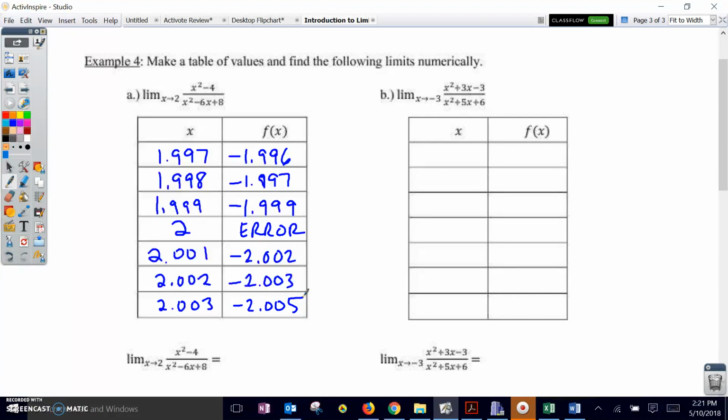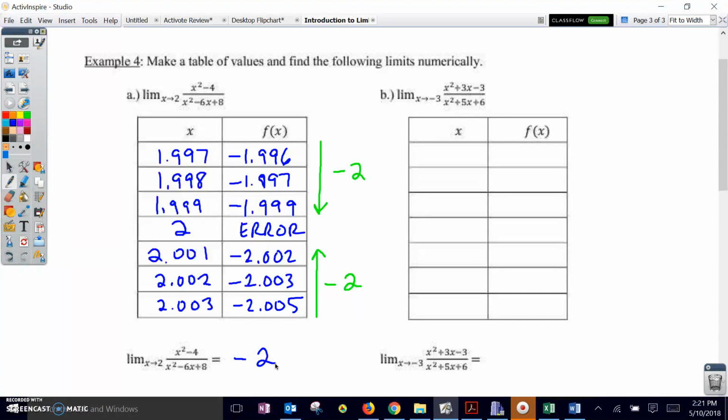But what I'm going to do now is I'm going to consider what's happening to these values of f of x as I get closer to 2 from the left, and what's happening to f of x as I get closer to 2 from the right. And these values, as I get from the left, appear to be approaching negative 2. These values from the right also appear to be approaching negative 2. And so I'm going to draw from this table the conclusion that this limit is going to be negative 2.